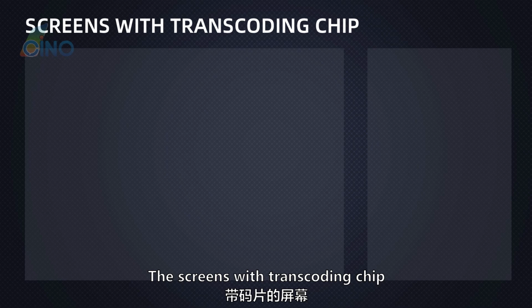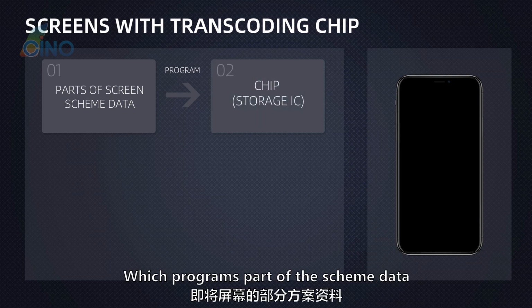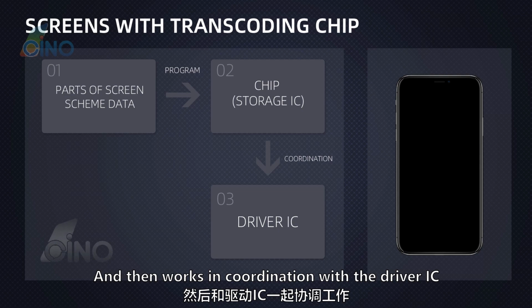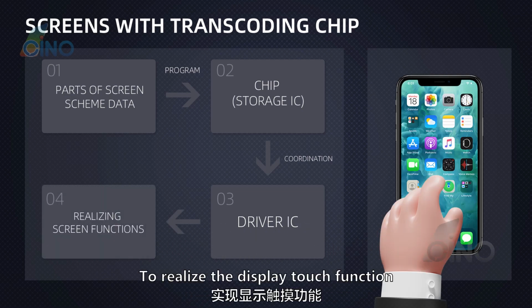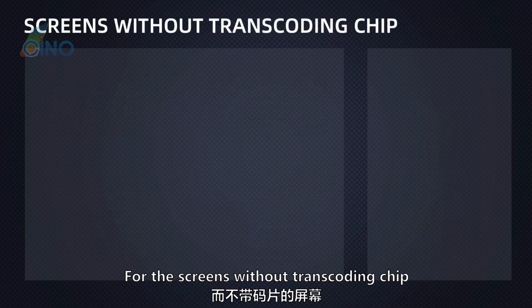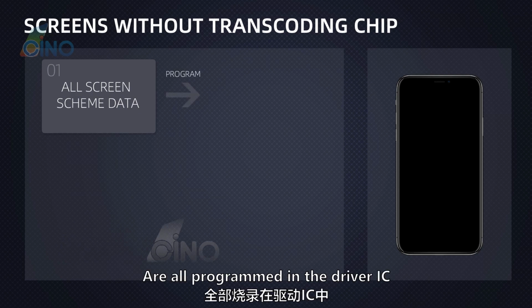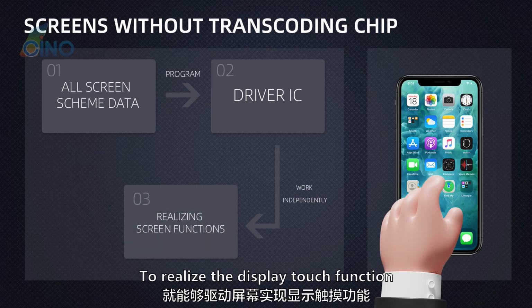The screens with transcoding chip. Essentially, this chip belongs to storage IC, which programs part of the scheme data of the screen into this chip, and then works in coordination with the driver IC to jointly drive the screen to realize the display touch function. For the screens without transcoding chip, the scheme data of the screen are all programmed in the driver IC, and only this driver IC can drive the screen to realize the display touch function.